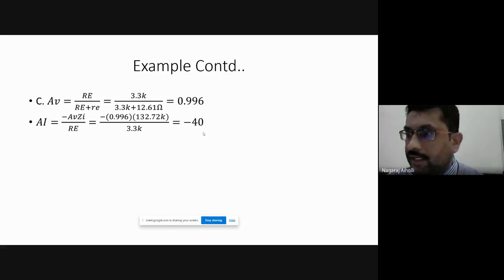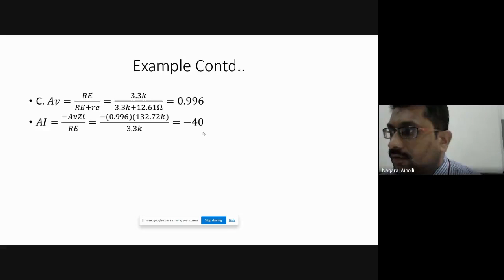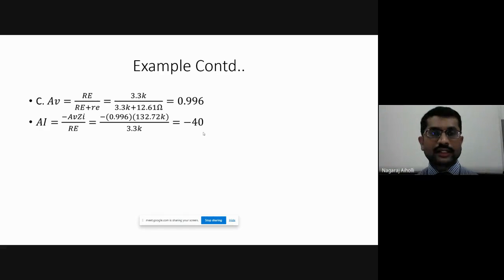Then we'll continue in the next class. In the next class I will be taking the emitter follower considering the voltage divider bias. Then we'll solve examples. Emitter follower using collector resistance, right? Then we'll solve examples on that. Okay, that will be taken up in the next class.